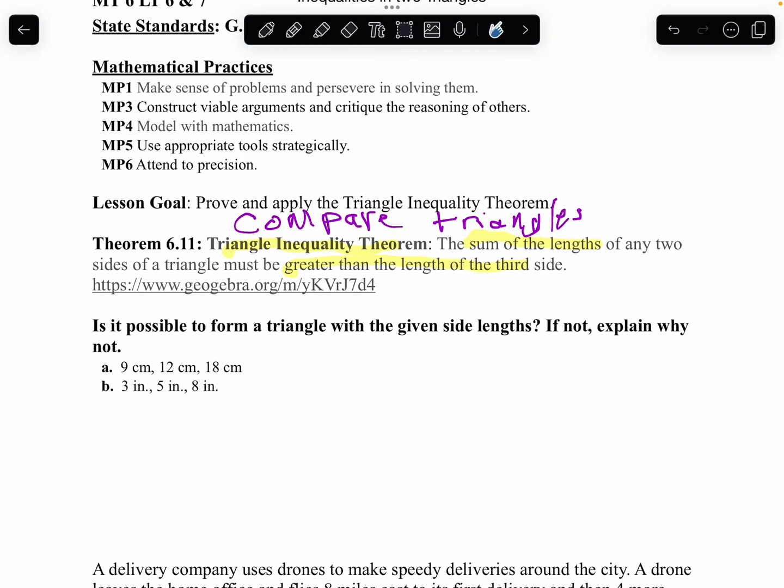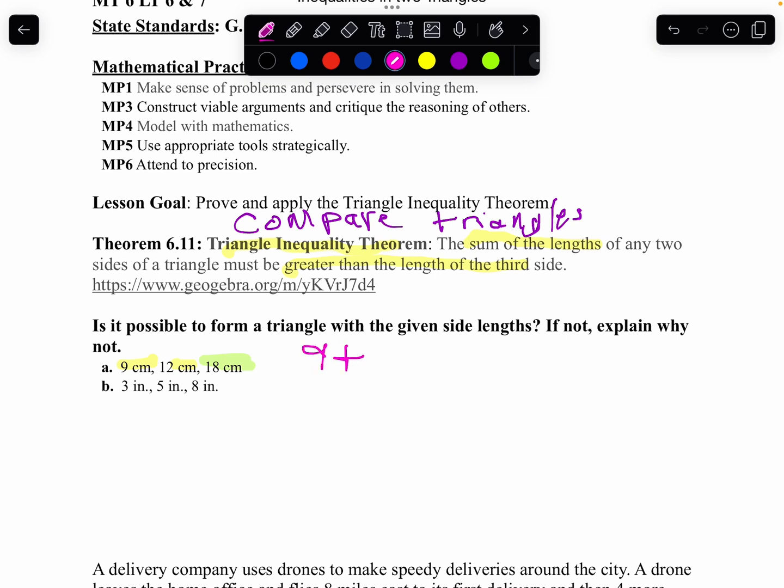If I have sides of 9, 12, and 18, will that be a triangle? Well, look at your two smallest sides, 9 and 12, and I'm going to compare that to 18. So if I do that, 9 plus 12, that is 21. 21 is greater than 18. So yes, this is a triangle.